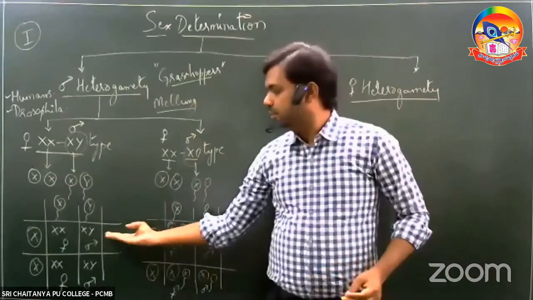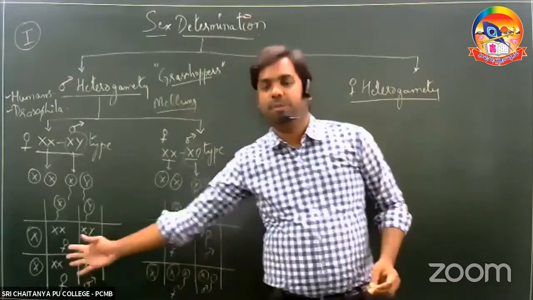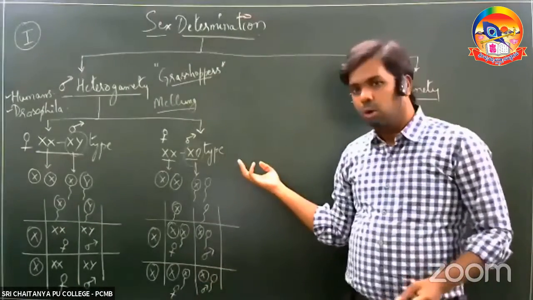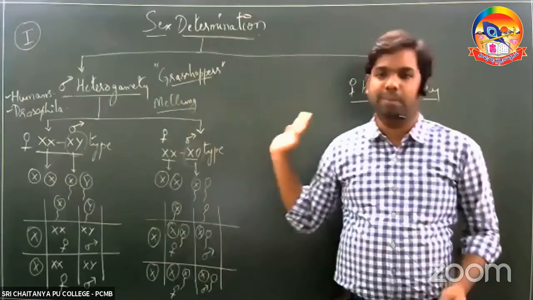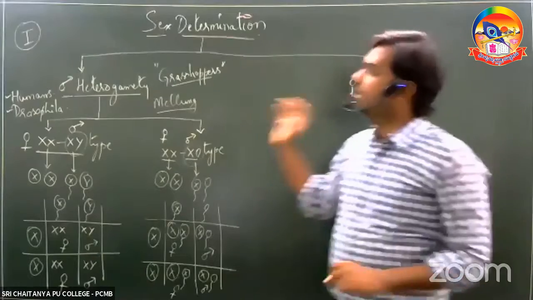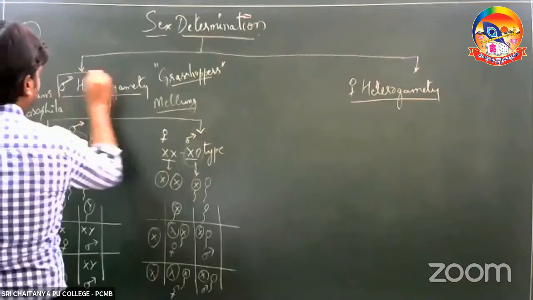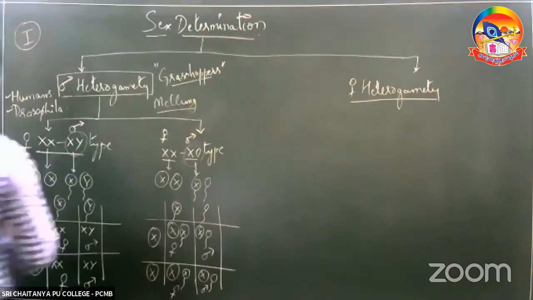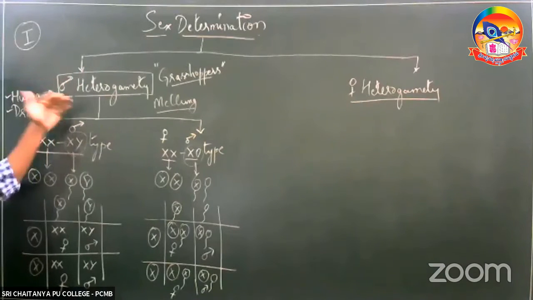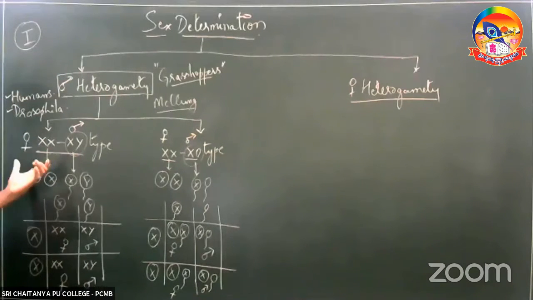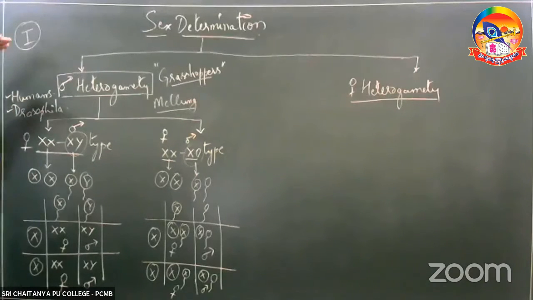In the first case, 50% are males, while the other 50% are females. In the second condition also, 50% are males and 50% are females. So this is the first type of sex determination we have, that is the chromosomal basis of sex determination. Under that, the first one is male heterogamety. The males are heterogametes, whereas the females are homogametes. This is what we have with the first category.